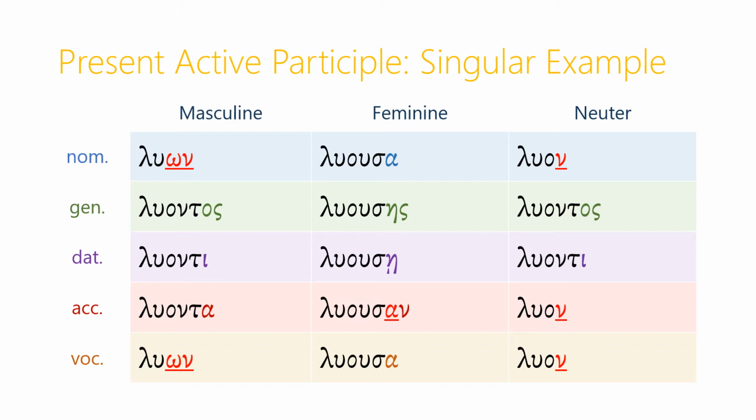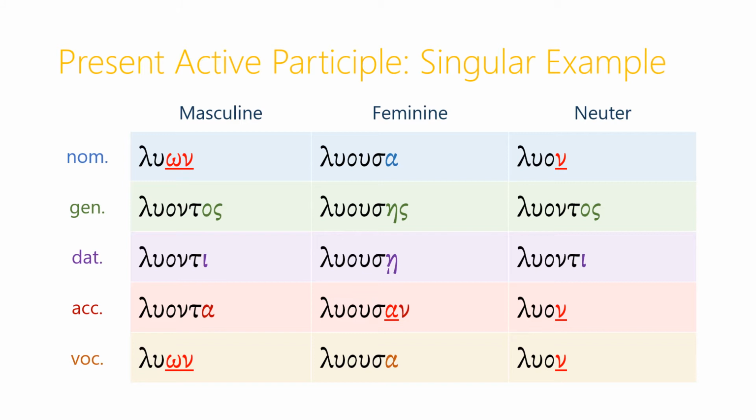So in the masculine and neuter, we begin in the nominative with those irregular forms, luon in the masculine, with the on ending, and luon in the neuter. But then the regular masculine and neuter voice indicator reappears in the genitive. So we have lu, the stem, ont, the connecting vowel and the voice indicator, and then we have the regular third declension genitive singular ending, os. So both in the masculine and the neuter, we have luontos as the genitive form.